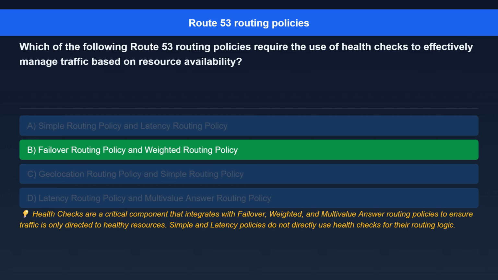The correct answer is failover routing policy and weighted routing policy. Here's the explanation. Health checks are a critical component that integrates with failover, weighted, and multi-value answer routing policies to ensure traffic is only directed to healthy resources. Simple and latency policies do not directly use health checks for their routing logic.